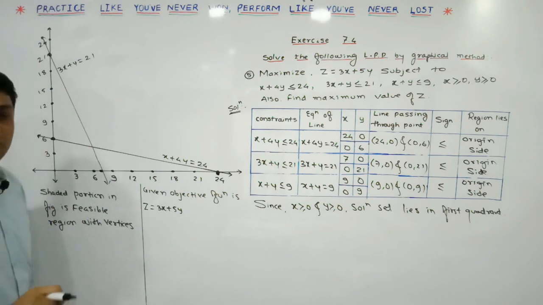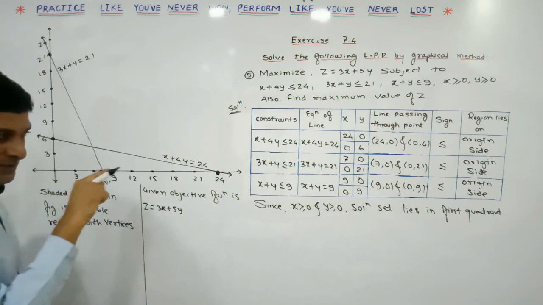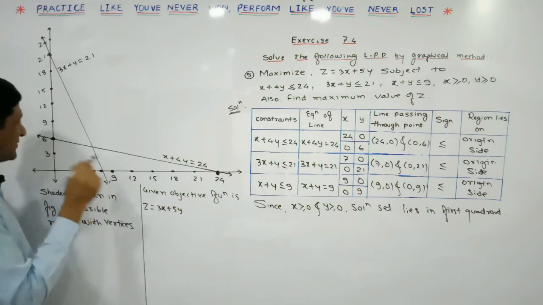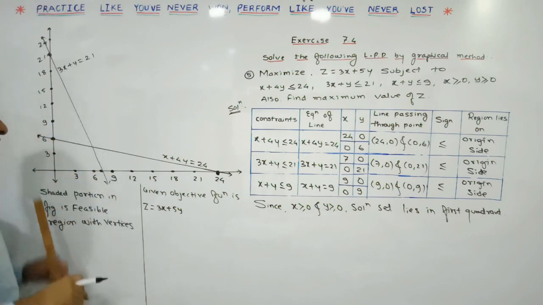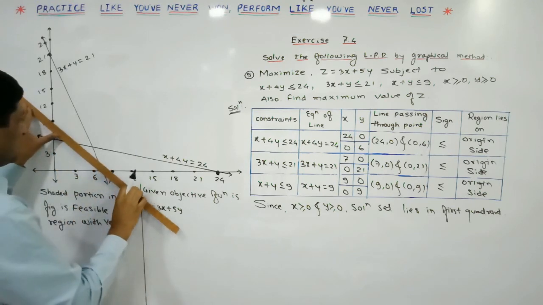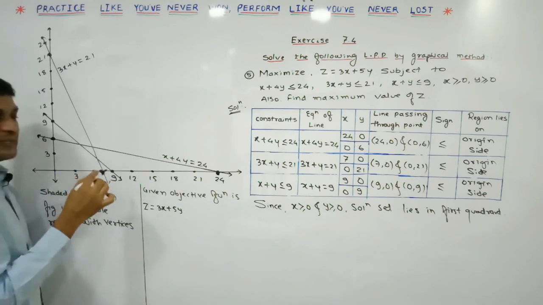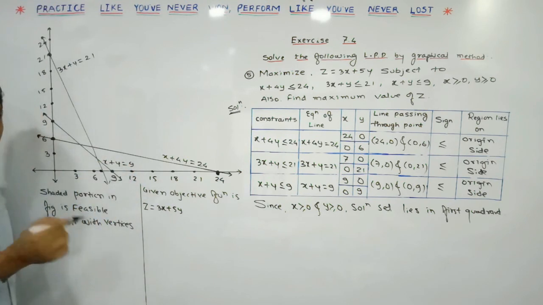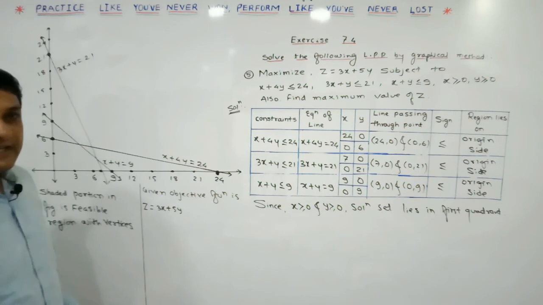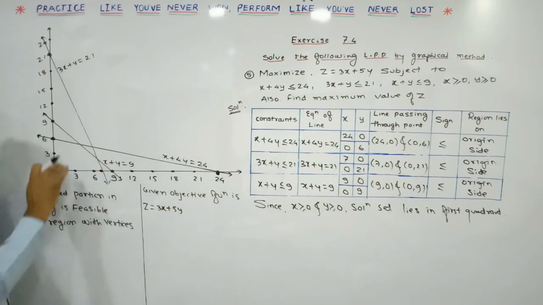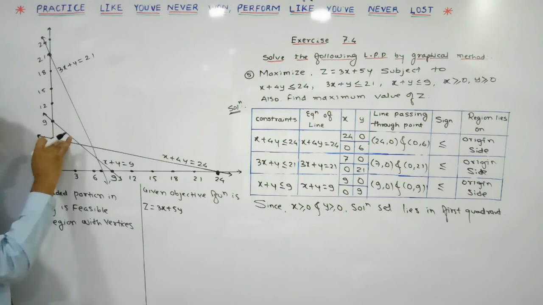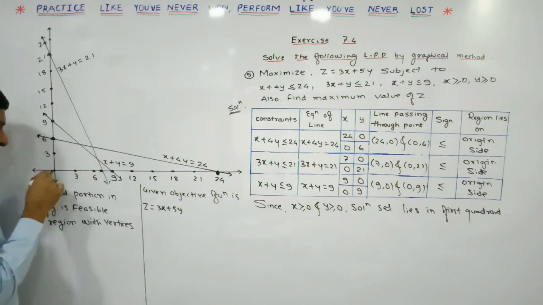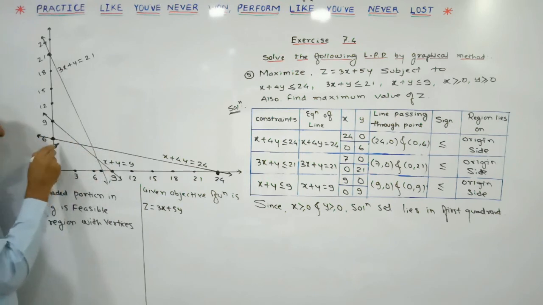Lastly, draw the last line x plus y is equal to 9, which passes through the points 9, 0 and 0, 9. So draw a line passing through these 2 points. So here the equation of this line is x plus y is equal to 9. Now for all these constraints, the sign that appears is less than or equal to, which means for all the three lines, for the first line, second line and third line, the origin side part will be the solution set. This is the origin, so the origin side part will be the solution set.